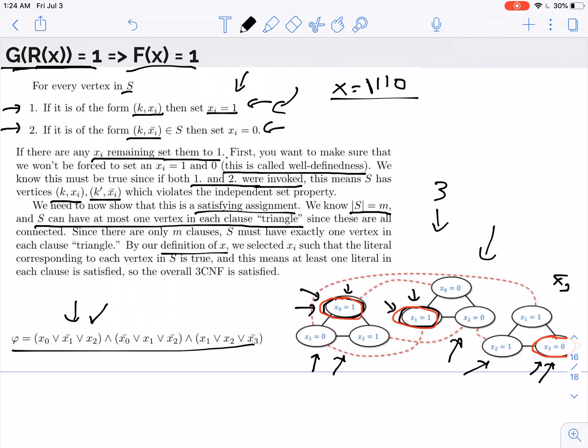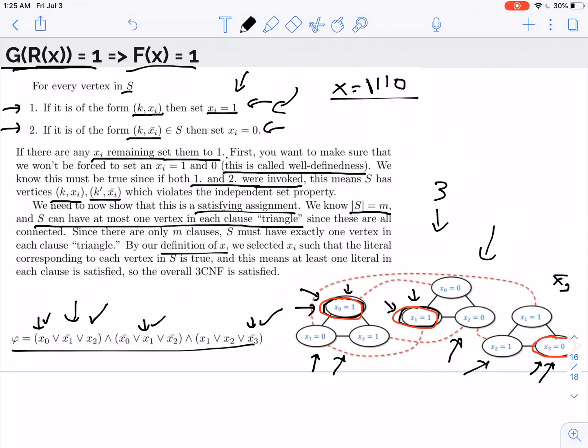To be concrete about this, we were forced by this vertex to set x0 equal to 1. That means this will be 1, so this first clause checks out. We were forced by the vertex in the second clause to set x1 equal to 1, and so this will check out. And then we were forced by the vertex in the last clause to set x3 equal to 0. So this will be true, which means that this will also check out. And so you can see that hopefully that concrete example helps you understand what the proof is saying.